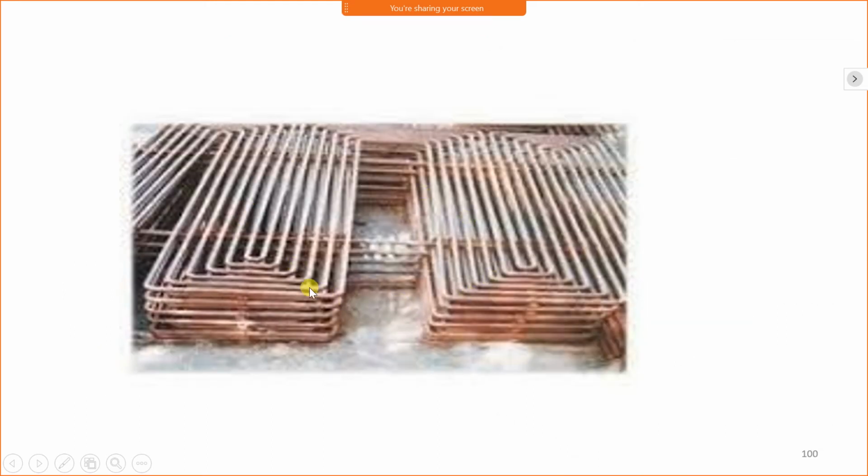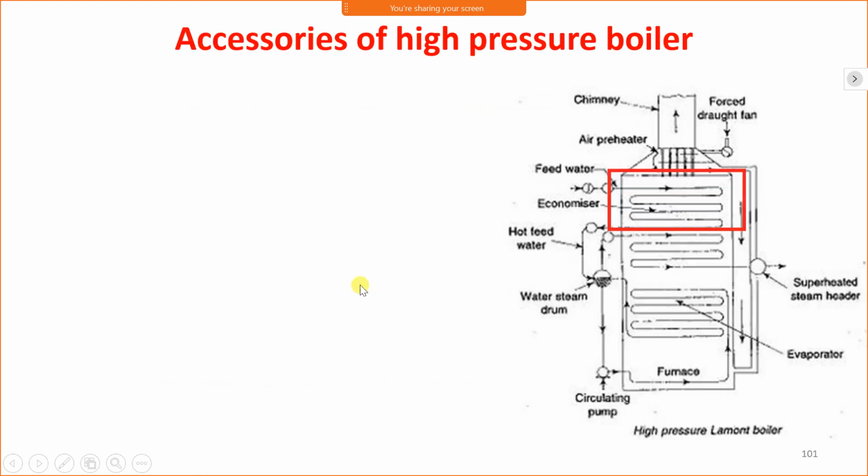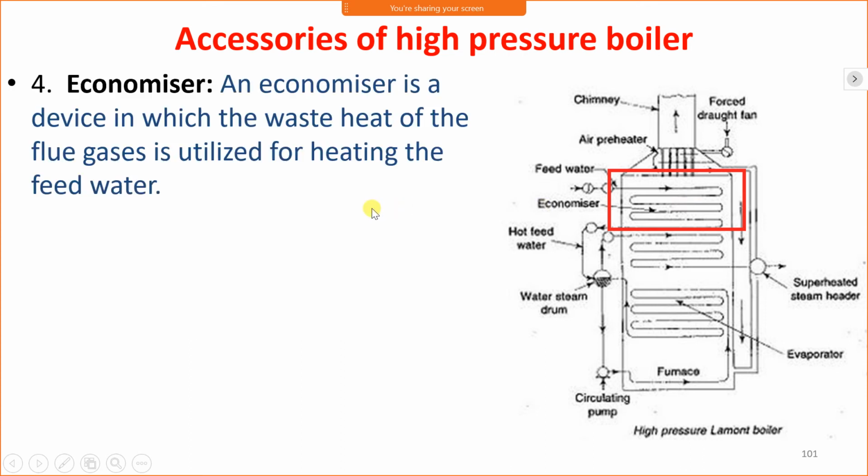These are some pictures. This is a picture of an evaporator coil. Next is the economizer. Now, the economizer is a preheater of water. The economizer is located at the end of the coil and below the air preheater. When the feed water is supplied, to increase the efficiency of the boiler, we need to supply hot water so that it can consume low heat for converting water into steam. Therefore, we need to preheat the water, and water is preheated in an economizer.